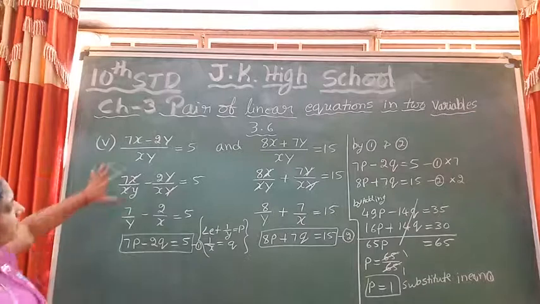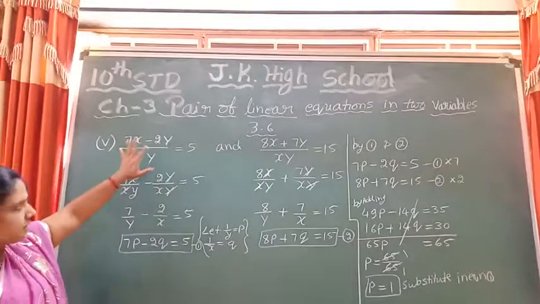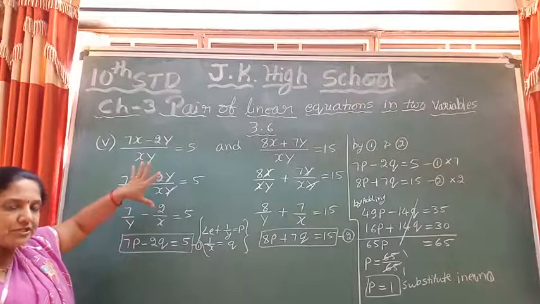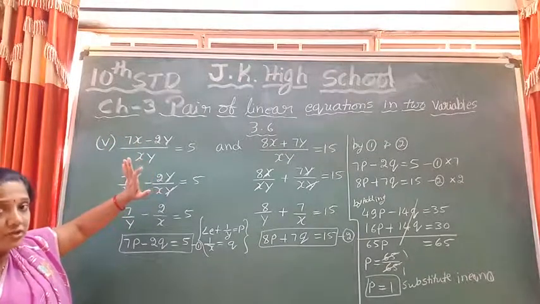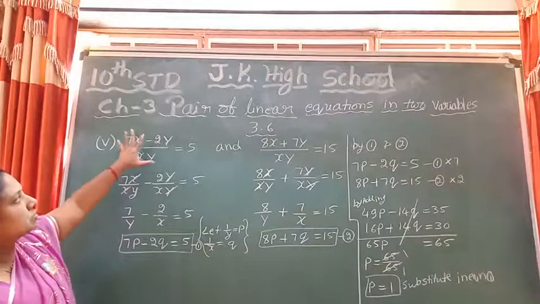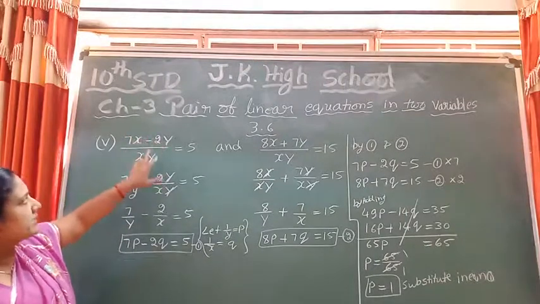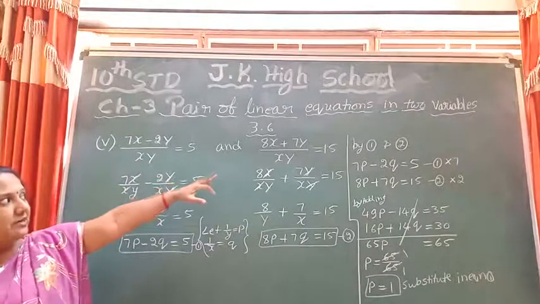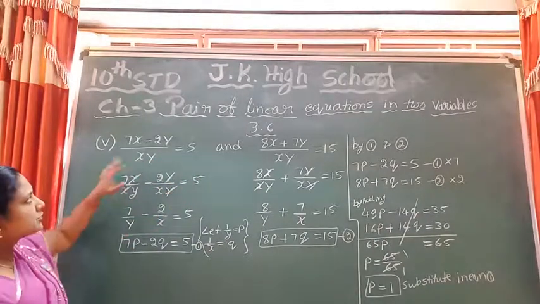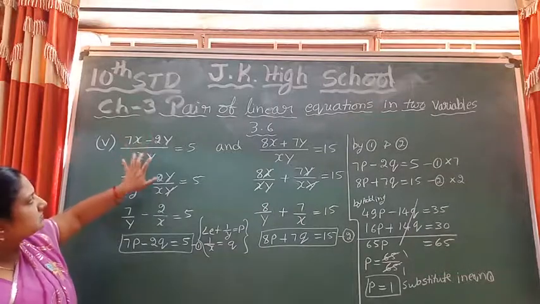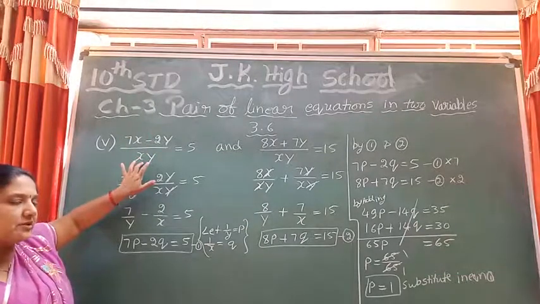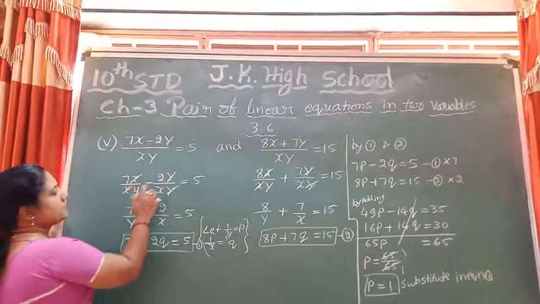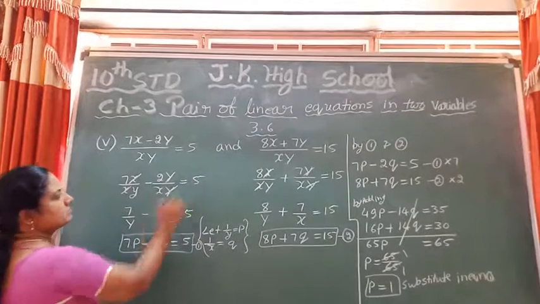See, this is the original form of the question. They gave it in this form, and we had to reduce it to the standard form of linear equations in two variables. Then we had to solve for the two variables. So the question is in this pattern: (7x minus 2y) divided by xy is equal to 5 and (8x plus 7y) divided by xy is equal to 15. Both are binomial terms, and the denominator is the same for both terms, so I can apply it separately: 7x divided by xy minus 2y divided by xy is equal to 5.